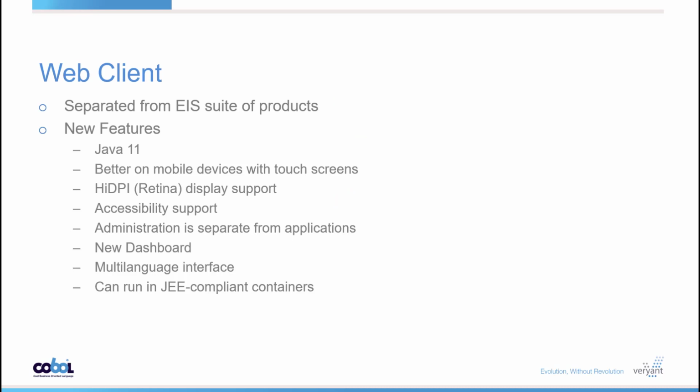There have been some big changes in the Web Client, one of our most popular products. It's been separated from the EIS suite of products into its own line. We've updated the core technology that Web Client is built on, and it's given the product some great new benefits. But now the Web Client will run with Java 11 as well as Java 8. It includes a new status bar for mobile devices, and support for those new high pixels per inch displays, and W3C certified accessibility support is added.